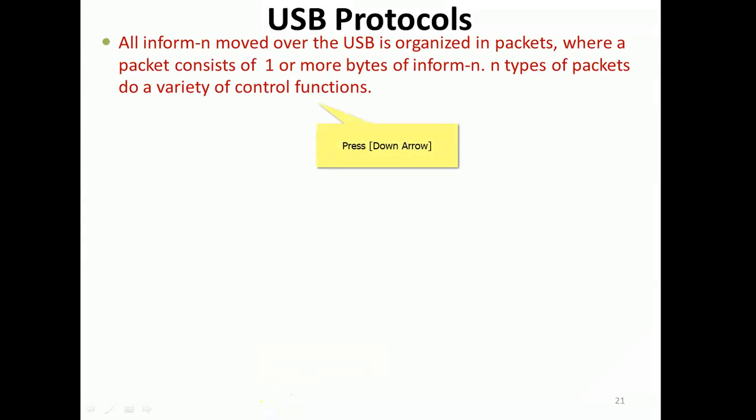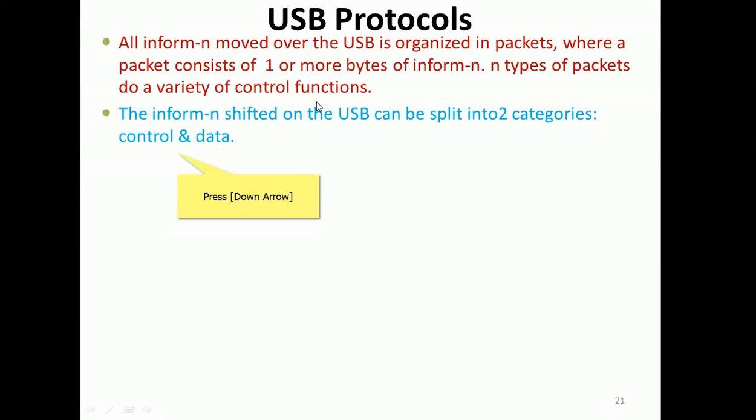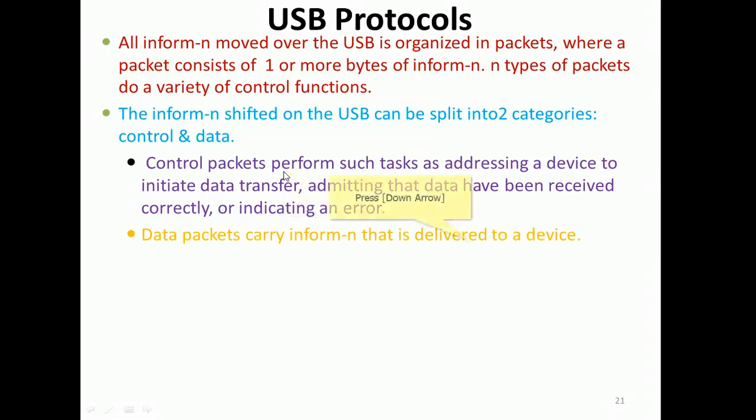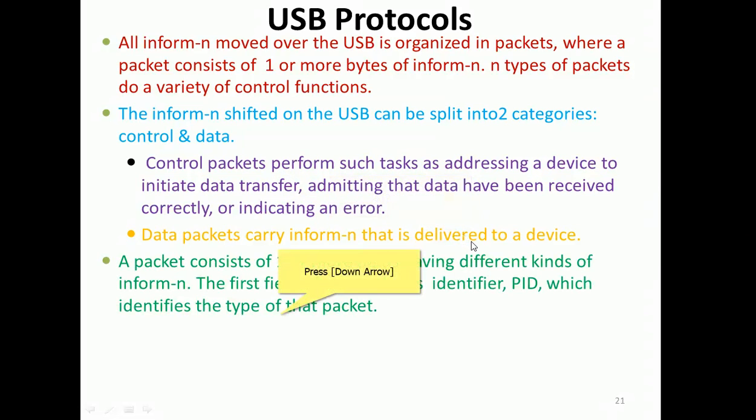Now the protocol. All information moved over USB is recognized in packets, where a packet consists of one or more bytes of information. There are several types of packets for a variety of control functions. Information sent on the USB can be split into two categories: control and data. Control packets carry configuration, device initiation, transfer, acknowledging that data has been received correctly, or indicating an error. Data packets carry information that is delivered to the pre-decided target device.